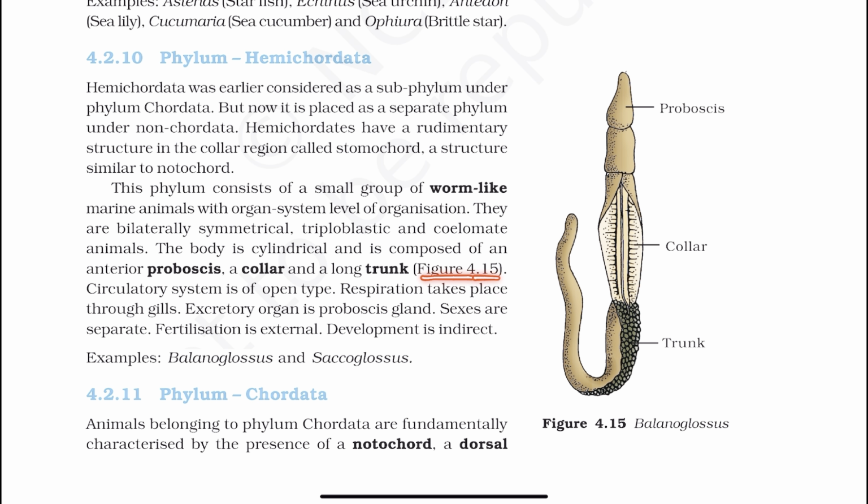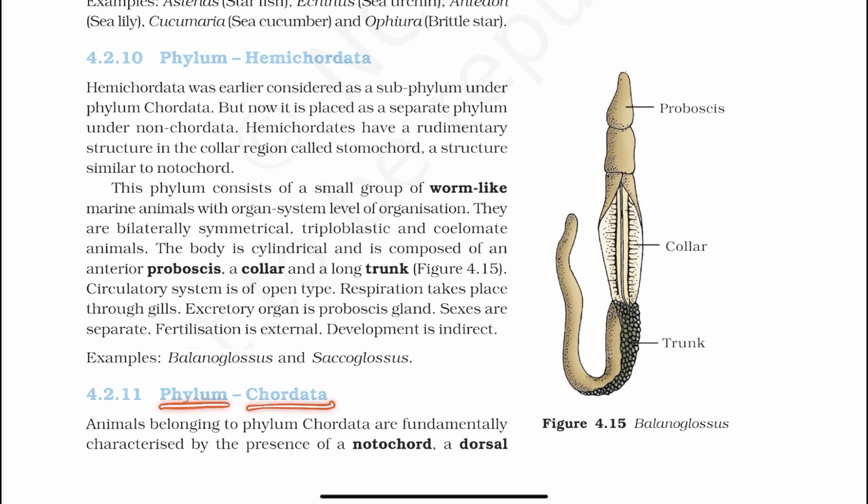Figure 4.15. Circulatory system is of open type. Respiration takes place through gills. Excretory organ is proboscis gland. Sexes are separate. Fertilization is external. Development is indirect. Example: Balanoglossus and Saccoglossus. Figure 4.15 Balanoglossus: proboscis, collar, trunk.